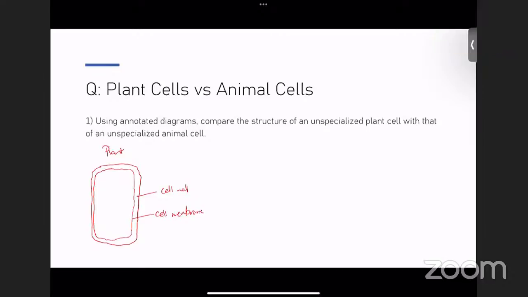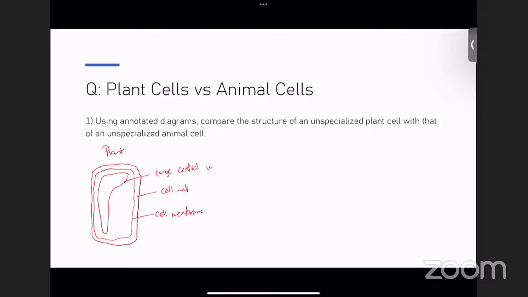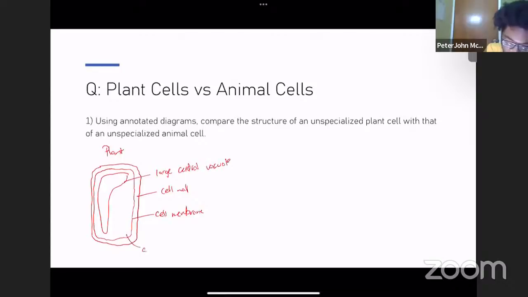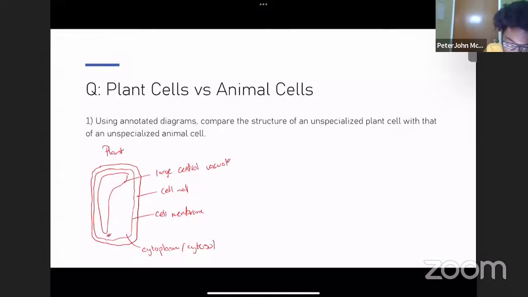The large central vacuole. Chloroplast, the nucleus. Cytoplasm. All right, so we have cytoplasm. It needs to be a nucleus. Chloroplast, nucleus. We have a little chloroplast with a little thing like that.